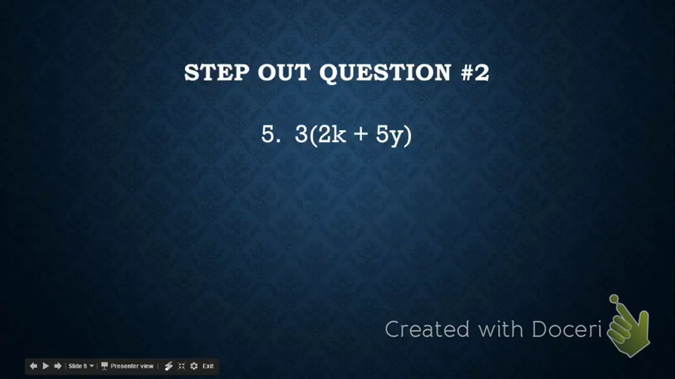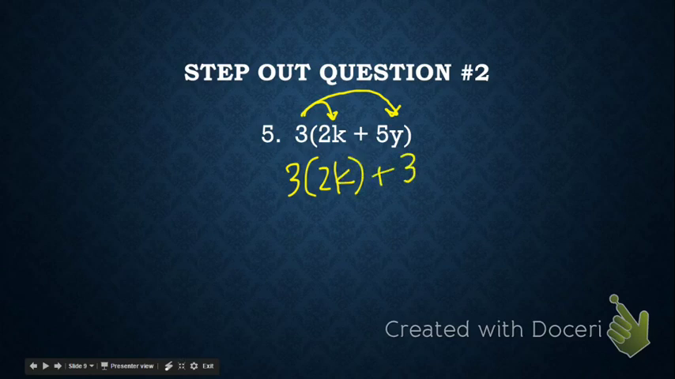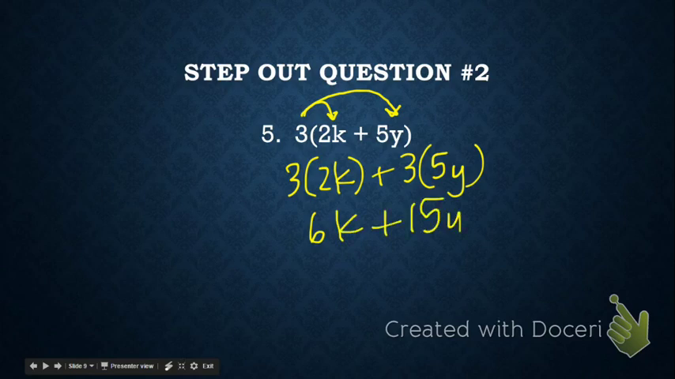So let's take a look at this next one. This was actually number 5 from your sprint number 1. It says 3 times 2k plus 5y. So we're going to distribute the 3 to the 2k and the 3 to the 5y. So 3 times 2k plus 3 times 5y. And we come up with 6k plus 15y. And we cannot combine 6k and 15y.